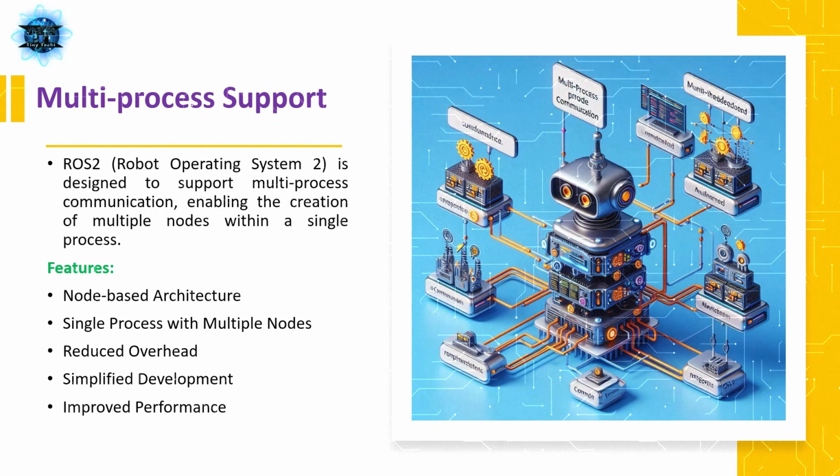Nodes are like individual programs for robots. Think of nodes as small programs that control different parts of the robot. For example, one node might handle the movement, another could handle the sensors, and so on. So, nodes need to talk to each other.